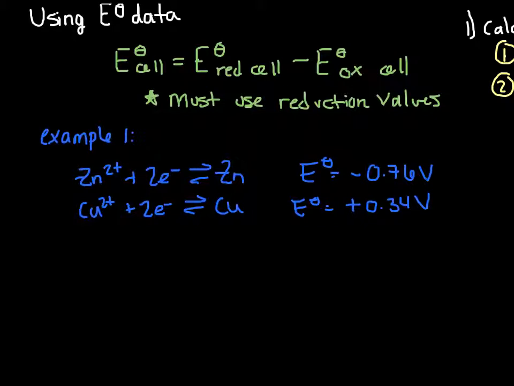Because zinc has the lower E theta value, that means it's more likely to be oxidized. Copper has the higher E theta value, therefore it's going to be reduced. That means zinc is at our anode and copper is at our cathode.